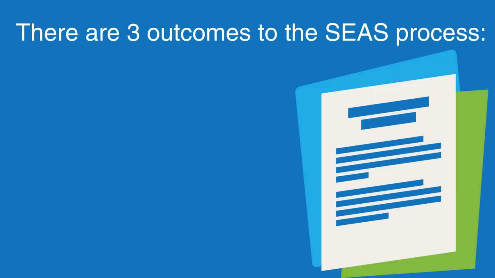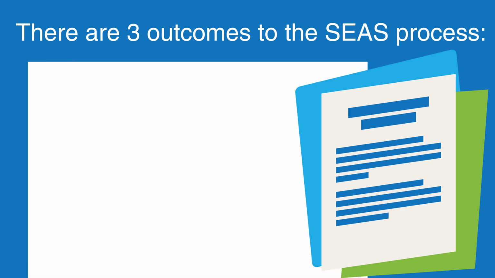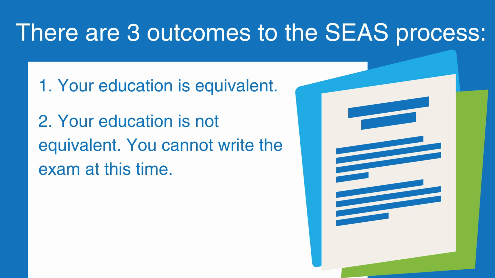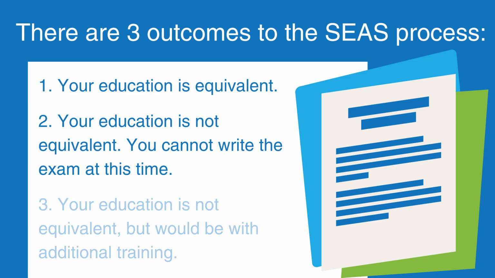At the end of the SEAS process, you will receive a report. There are 3 possible outcomes. 1. Your education is equivalent. 2. Your education isn't equivalent. If so, you can't write the exam at this time. 3. Your education is not equivalent, but would be with additional training.